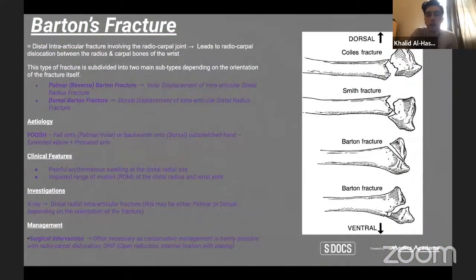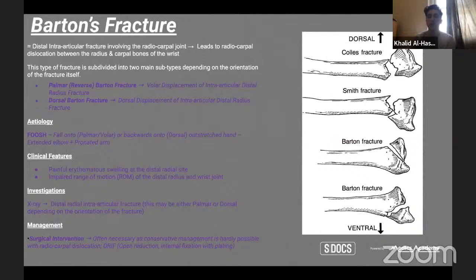A Barton's fracture. A Barton's fracture may appear slightly similar to a Colles fracture and Smith's fracture, and might actually be slightly confusing as well. However, it is a distal intra-articular fracture involving the radiocarpal joint. So it is at the wrist. It leads to radiocarpal dislocation between the radius and the carpal bones of the wrist.